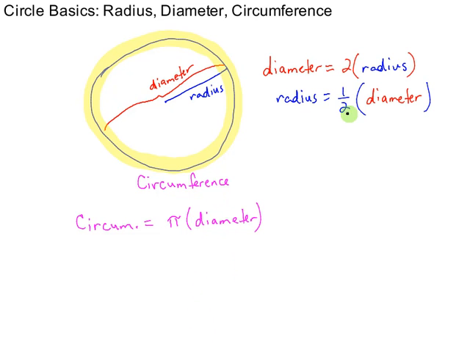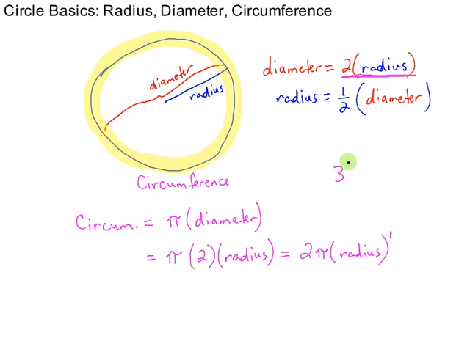Or you could replace diameter with 2 times the radius, right? So if you do that, you're going to have pi times 2 times your radius. This one is more standard, and we typically will rewrite this second version as, usually we like to put the number in the front, so 2 times pi times the radius. Okay, and notice that there's no exponent up here. When I write the number 3, that's the same thing as 3 to the first power. So when I write radius, that's to the first power.